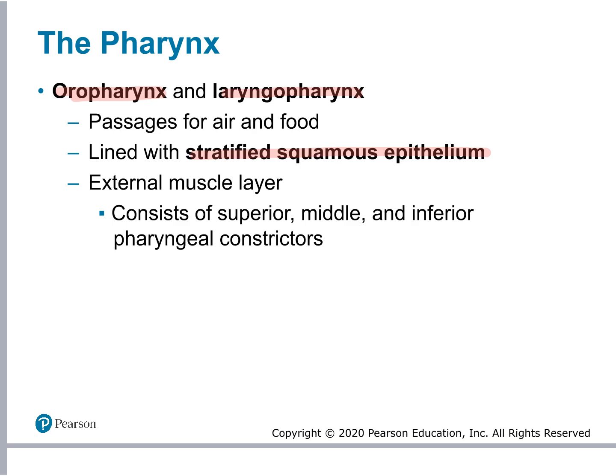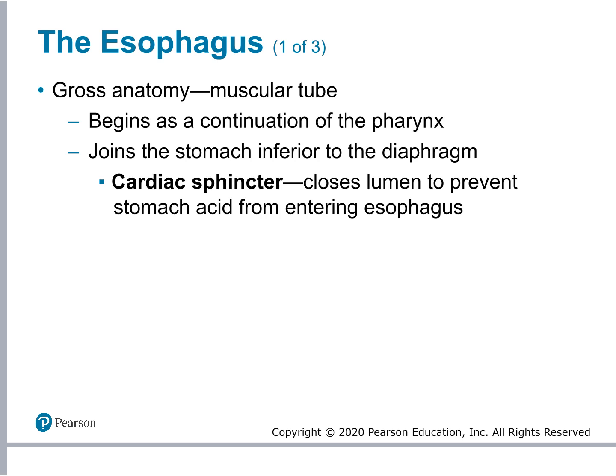Now, the other thing about the pharynx is that between the laryngopharynx and the esophagus is something called a pharyngeal constrictor, and it acts like a valve. It stays closed all the time until you swallow, and then it opens up to allow the bolus to pass into the esophagus. So now we're going to talk about the esophagus.